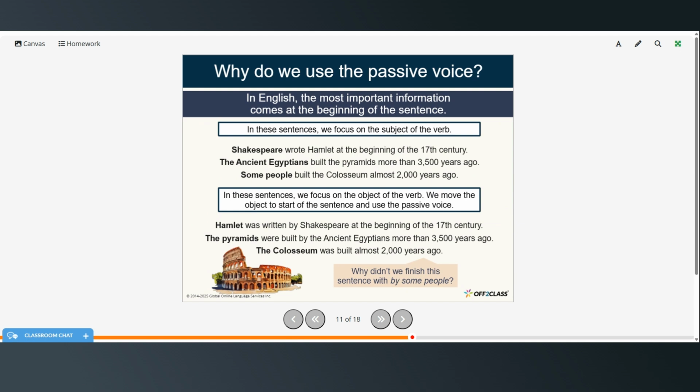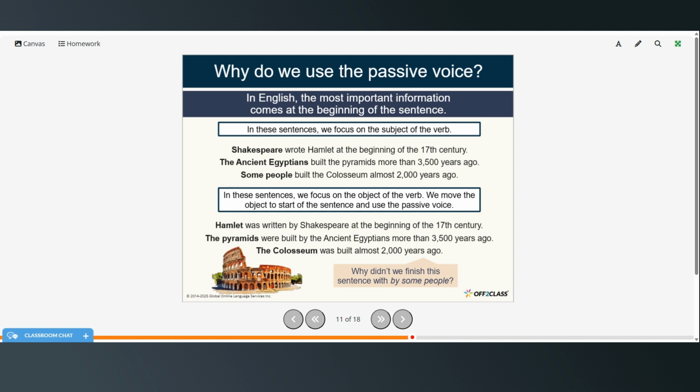So why do we use the passive voice? Well, in English, the most important information comes at the beginning of the sentence. In these sentences, we focus on the subject of the verb. Shakespeare wrote Hamlet at the beginning of the 17th century. The ancient Egyptians built the pyramids more than 3,500 years ago. Some people built the Colosseum almost 2,000 years ago.